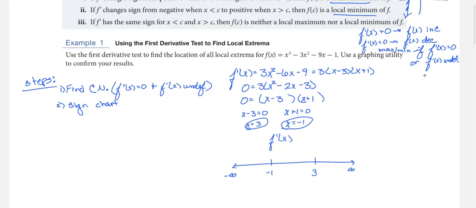And then we're going to test values. All I care about is: is this a positive or is this a negative? So I'm going to use that factored form to help me do that. I'm going to pick a number in this interval.